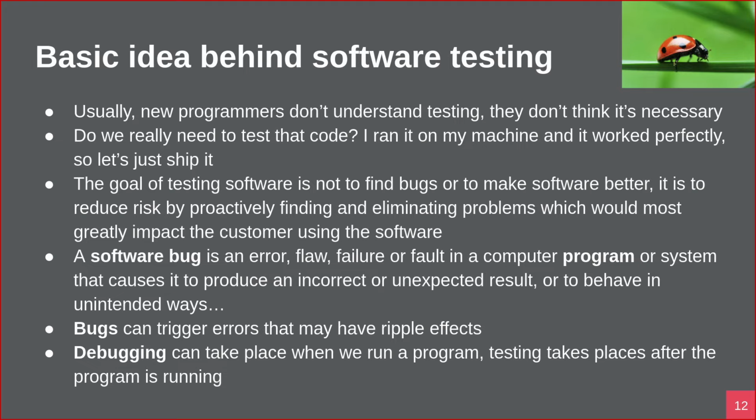Now, a bug is just an error or a flaw, and usually we'll find this while we're writing the program. We can run debugging while we're writing the program. So a software bug is just a flaw in the program. But let's say we've done all our debugging and we say, oh yeah, it's working.